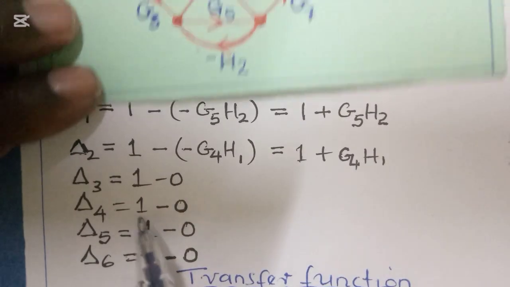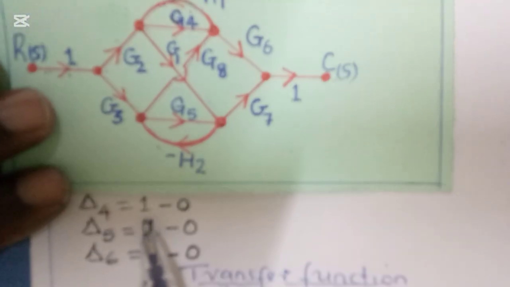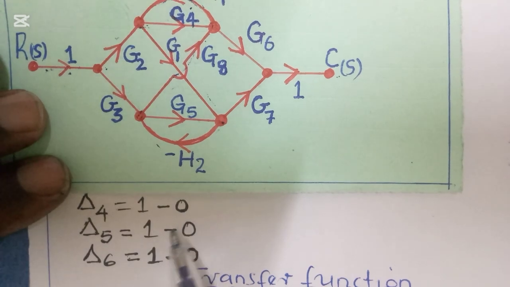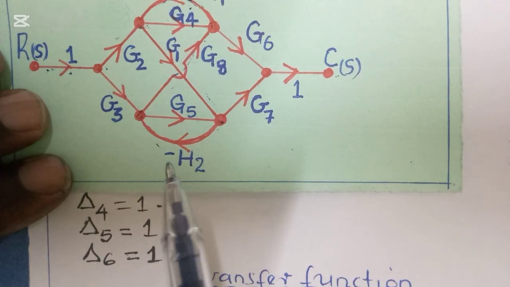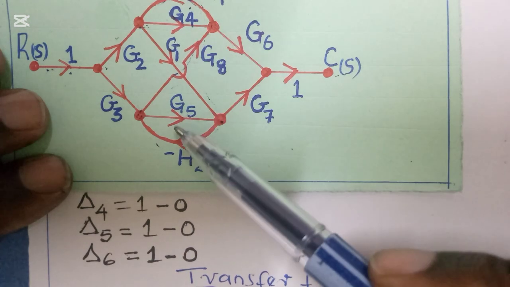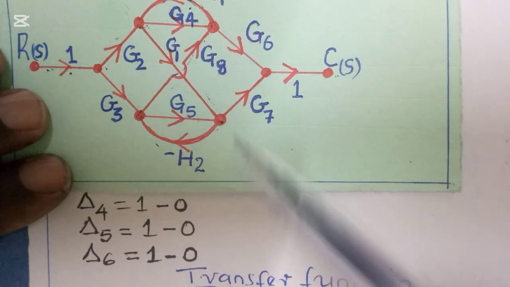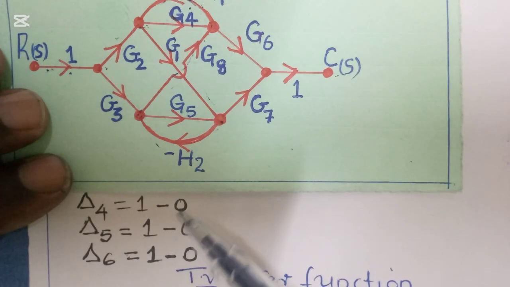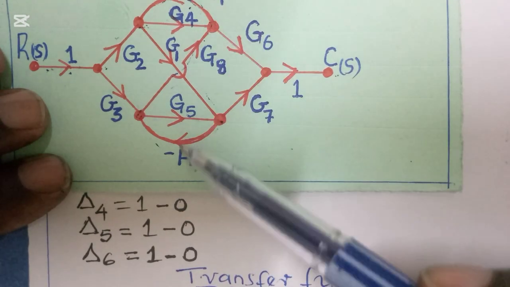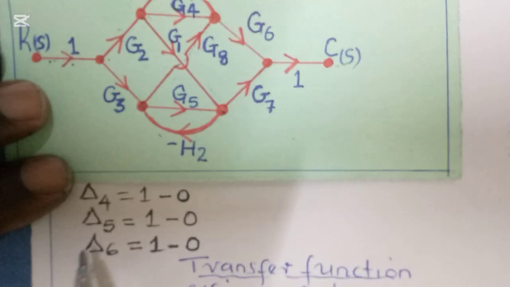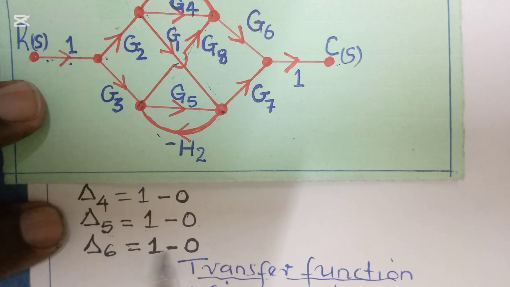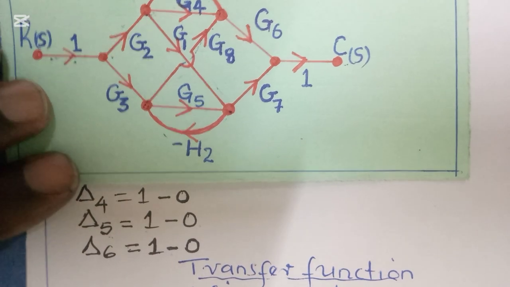Guys, if you go to path number 4, it will still be like that. You go back and check path number 4 and see whether it touches these two loops. If it touches these two loops, then it will be 1 minus 0, because when you remove that path, these two loops will not be there. Go to delta 5, that is path 5, the same, and path 6 will still be the same.